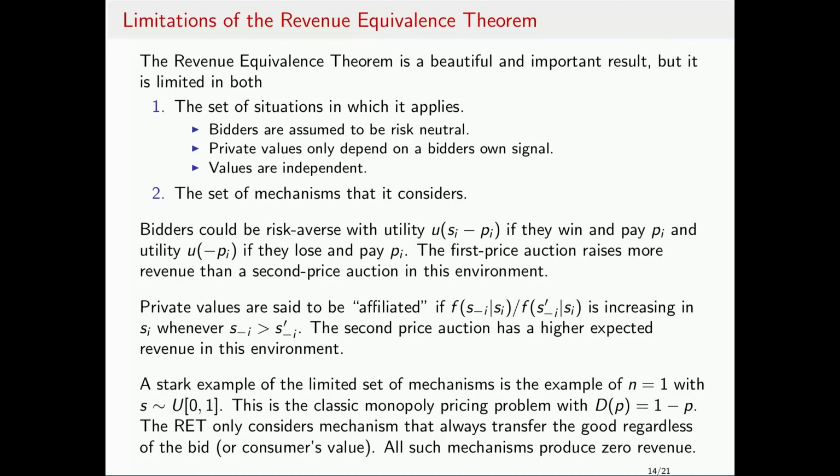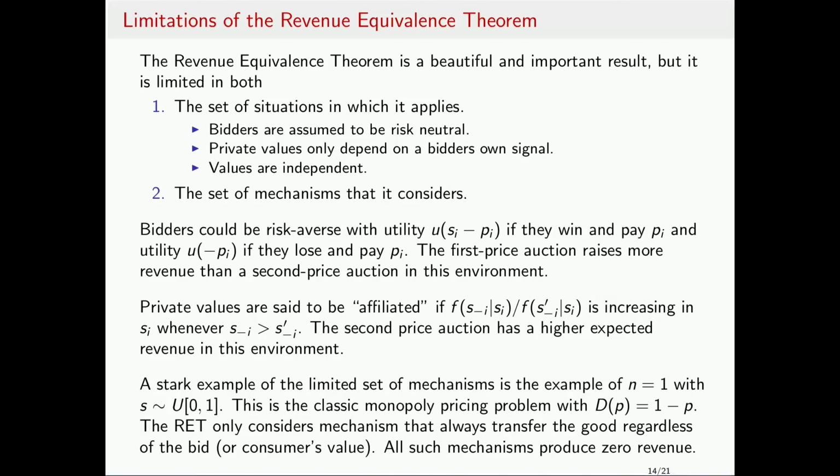A second stark example of what this revenue equivalence theorem doesn't do is, think about the case where n equals 1. There's one bidder. That bidder has a value that's uniformly distributed on 0, 1.